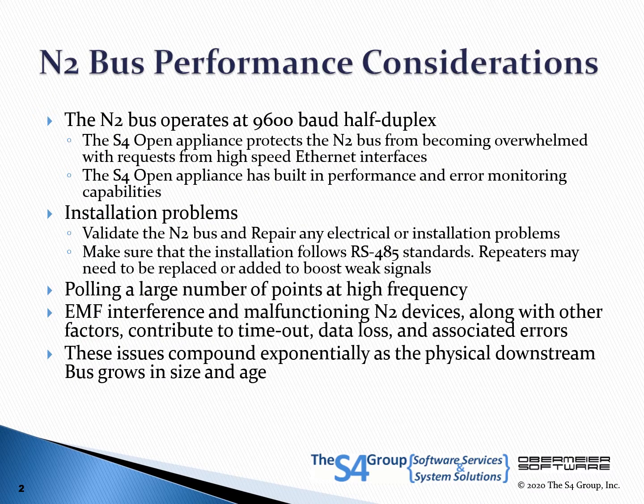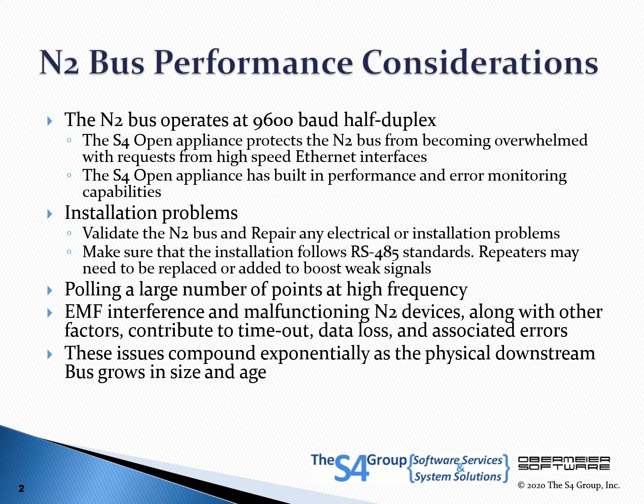When gauging the performance of the system, it is important to note that the N2 bus runs at 9600 baud half duplex and that this speed cannot be changed. The S4 Open Appliance will protect the N2 bus from becoming overwhelmed through the application of transparent caching. Timeouts or other errors on the N2 bus will be reflected on the BACnet interface. Excessive timeouts can completely block communications to the N2 bus.